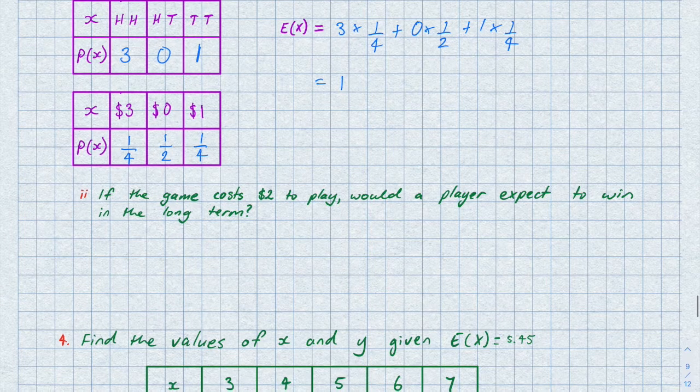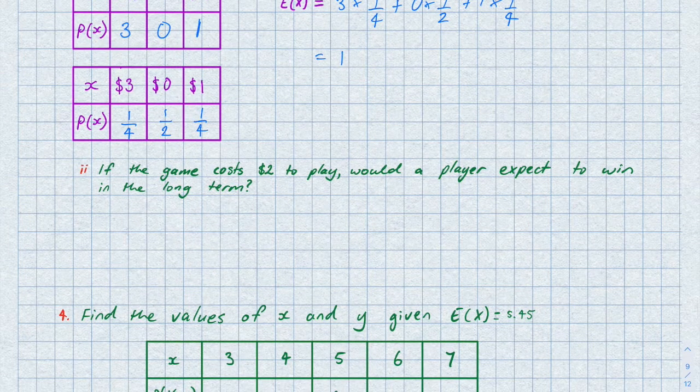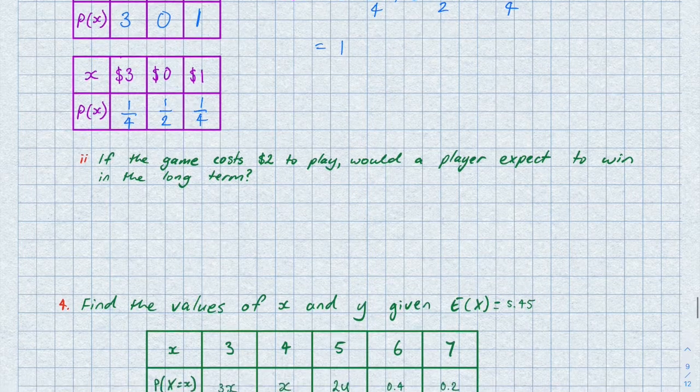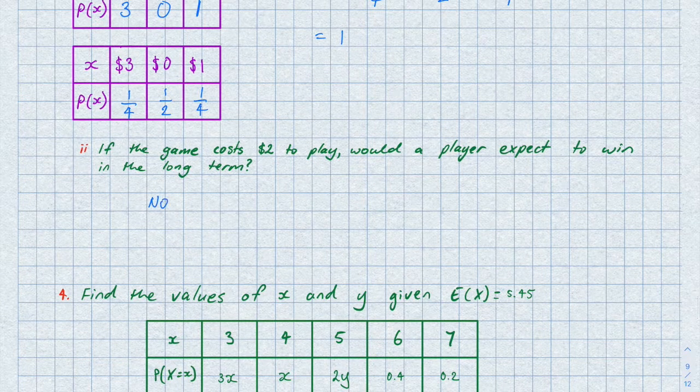So if the game costs $2 to play, would a player expect to win in the long term? No, absolutely not. They pay $2 each game. Sometimes they might win $3, sometimes they might win $1. Sometimes they might win nothing. But overall, they're going to average out on $1 each play, but they're paying $2 each play. So they're not going to win in the long term.